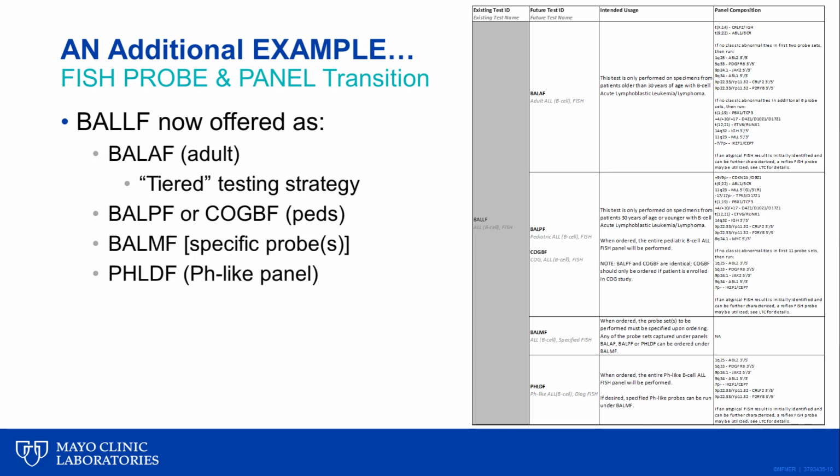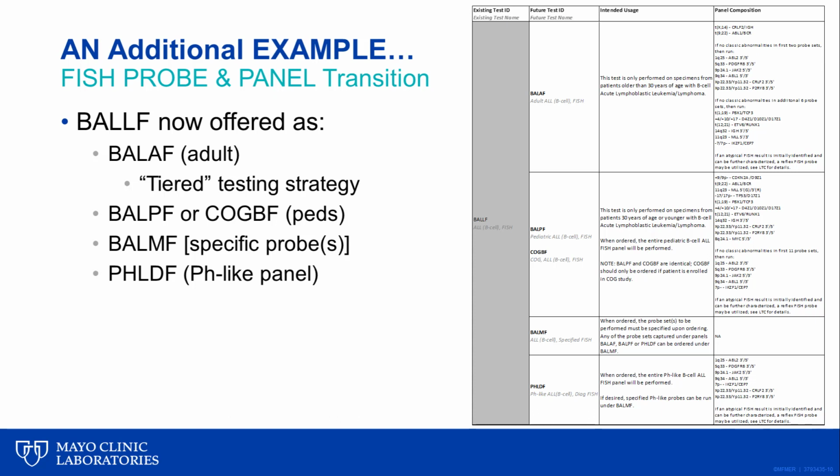One of the updated test forms that we will be offering includes FISH testing for B lymphoblastic leukemia. The previous test ID, BALLF, will be replaced with BALAF, A standing for adult, BALPF, P standing for pediatric, and BALMF, M standing for miscellaneous. In addition, the COG-BF, which already exists today, will remain as an orderable for those clients that enroll in COG trials. Each BALL FISH panel follows tiered testing that maximizes abnormality detection and efficiency gains.